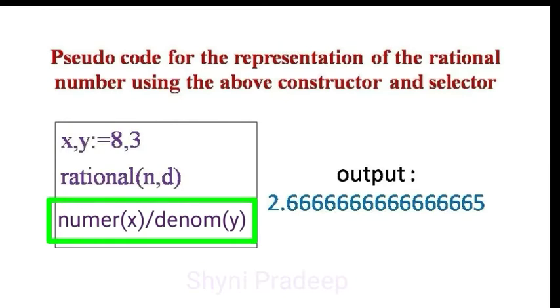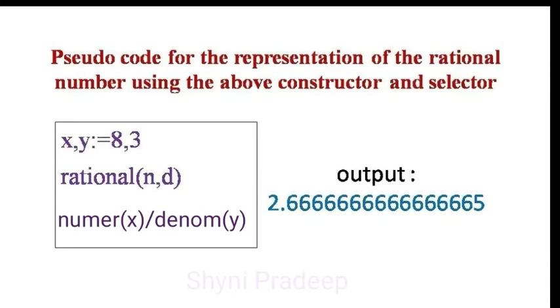What is the definition of constructor? Constructors are functions that are used to build the abstract data type. So here we created an abstract data type for rational number. What is the definition of selector? Selectors are functions. They are used to retrieve information from the abstract data type. Okay. Here we already created one abstract data type. The selector is used to extract the information already stored in the abstract data type.